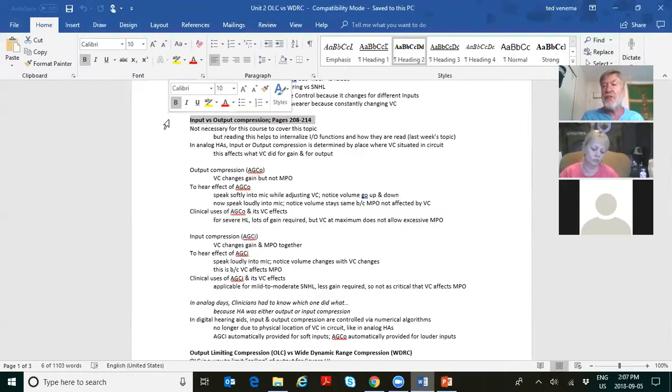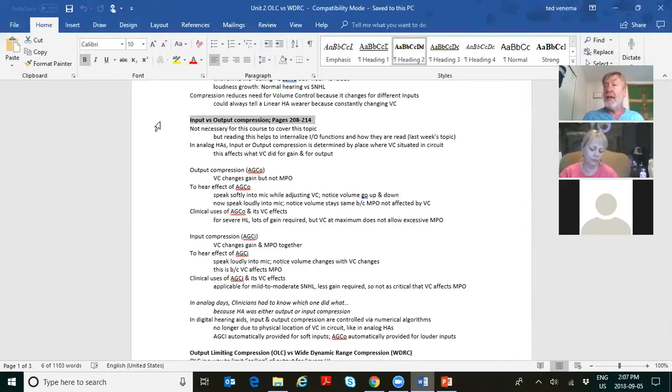And this input versus output is completely independent of whether the hearing aid is output limiting compression or WDRC. That's a different dimension, a different plane. You could have OLC on input or output compression. You could have WDRC on input or output compression. So we're looking at two different planes here. Input and output compression dealt with what the volume control does. It's all about what the VC does, nothing else.